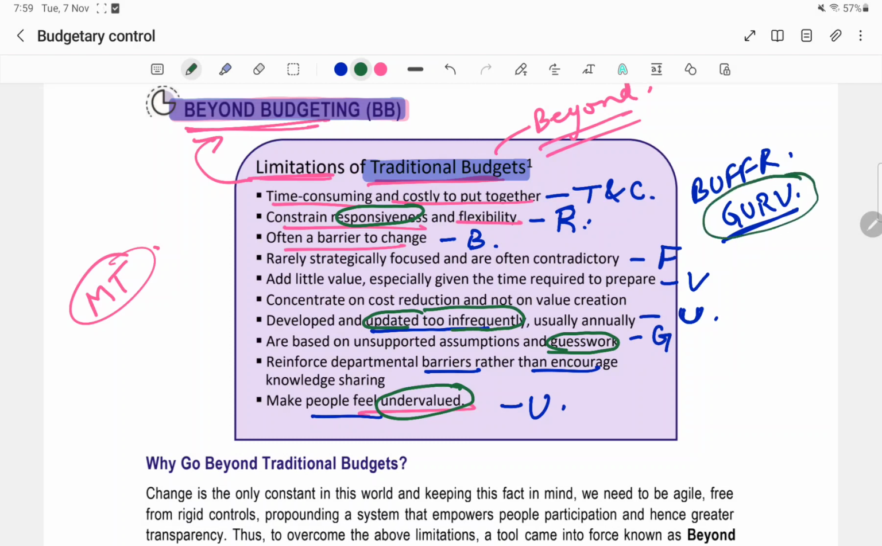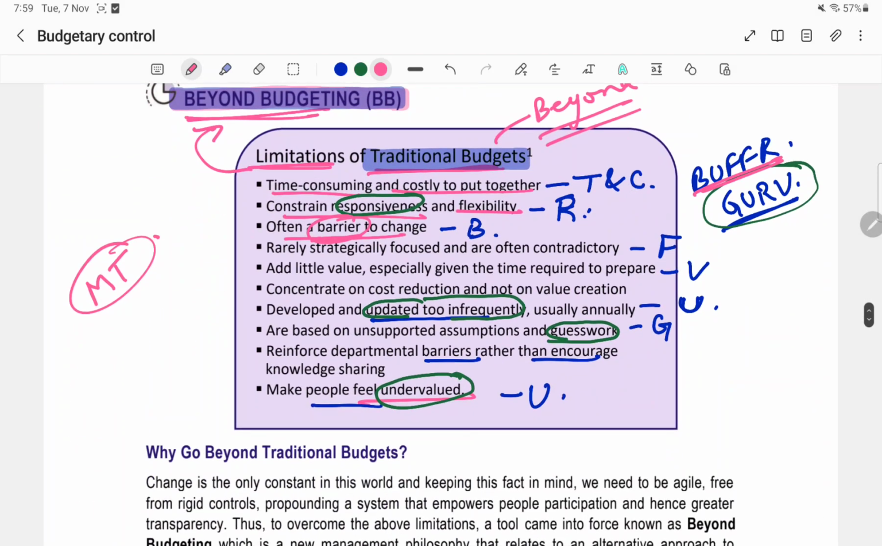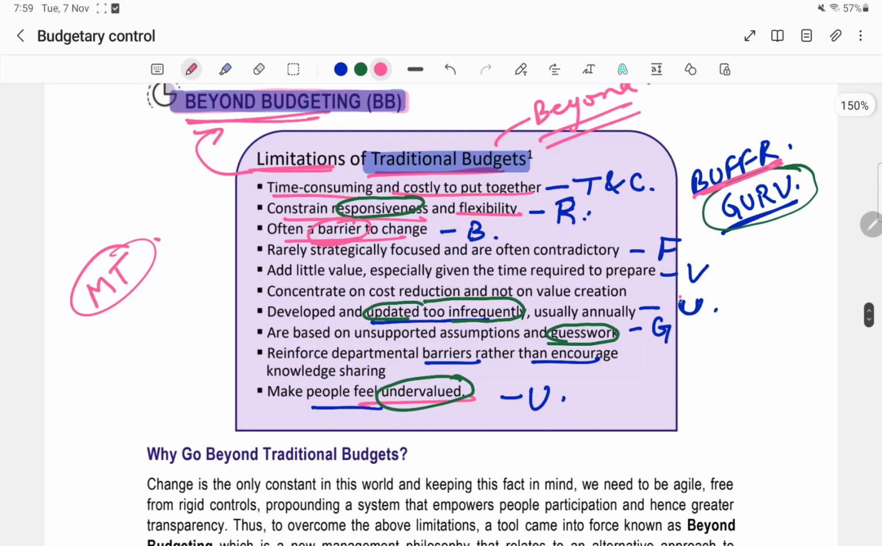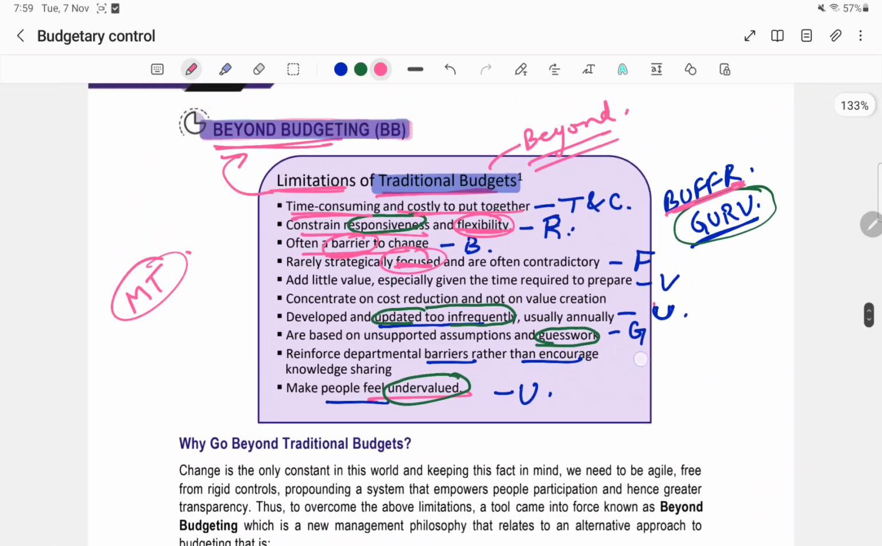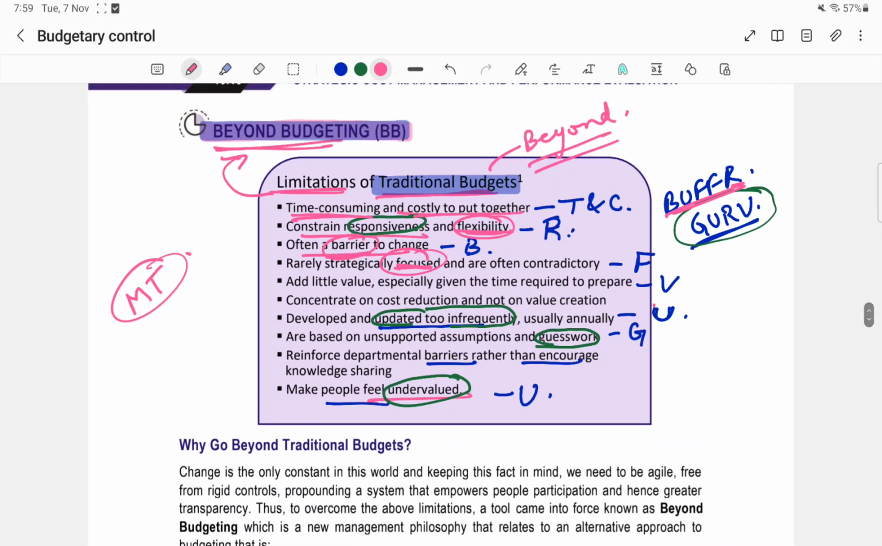If we revise again, from G there is guesswork, from U it is undervalued, from R it is responsiveness, from U it is updated too infrequently. Now if we see BUFFER, from B there is barrier to change, from U, that is already covered. Then from double F, there is focused and flexibility. From R there is responsiveness, which is already covered, and time consuming and costly to put together. So overall the points were covered, you understood also, so you can easily recall this.